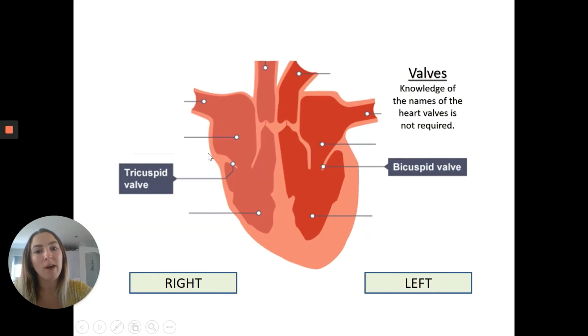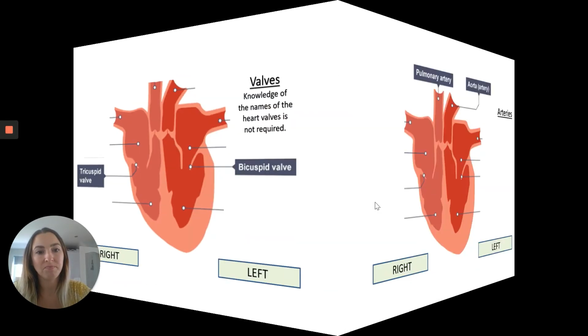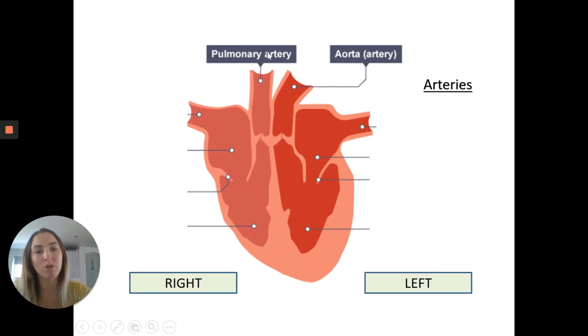Okay, so just the valve names. You've got your tricuspid valve here, your bicuspid valve here. Okay, just got the pulmonary artery and aorta on there, if you notice. So this is the artery. So this is the vessel that's leading away from the heart and going to the lungs. Also, this vessel is leading away from the heart and going to the rest of the body. So arteries are leading away from the heart.